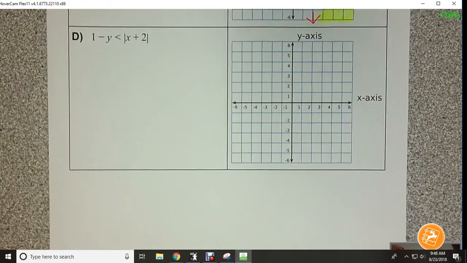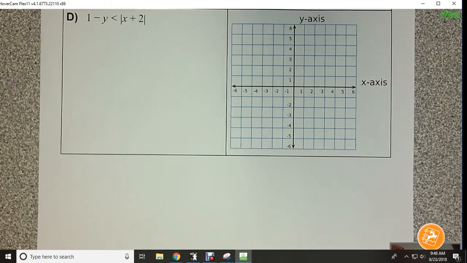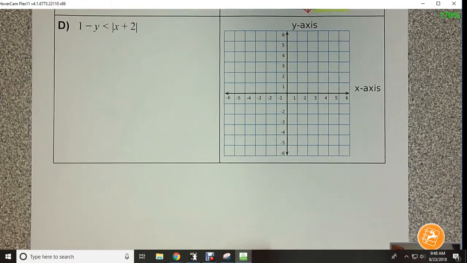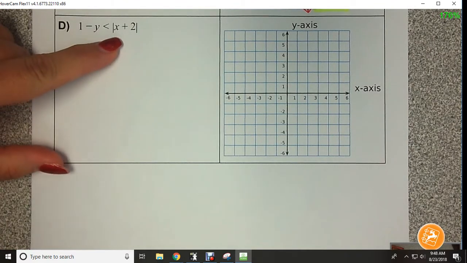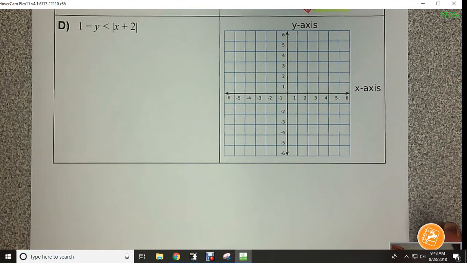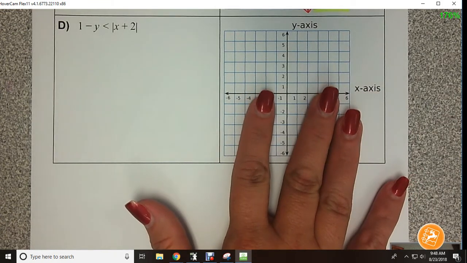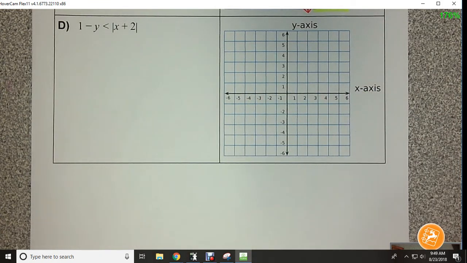All right, so now, based on what we did the other day in class with our absolute value equations, and these are the equations that had an x and a y in them, we know that the graph is going to look like a V shape. Okay? So we're going to follow those patterns from the other day to sketch that graph on here, and then we'll figure out where to shade.